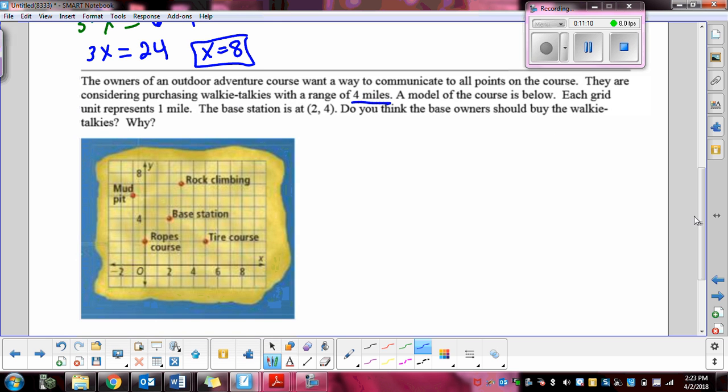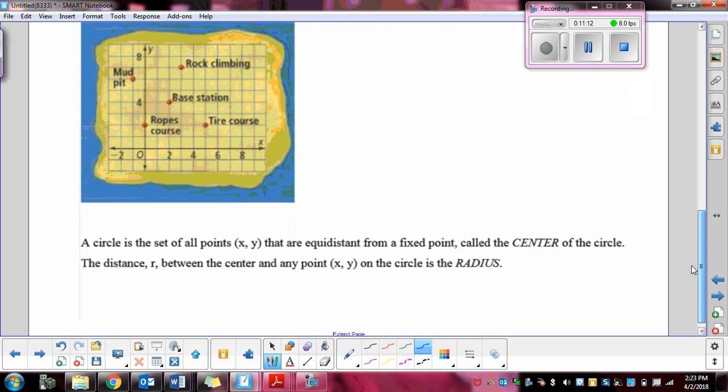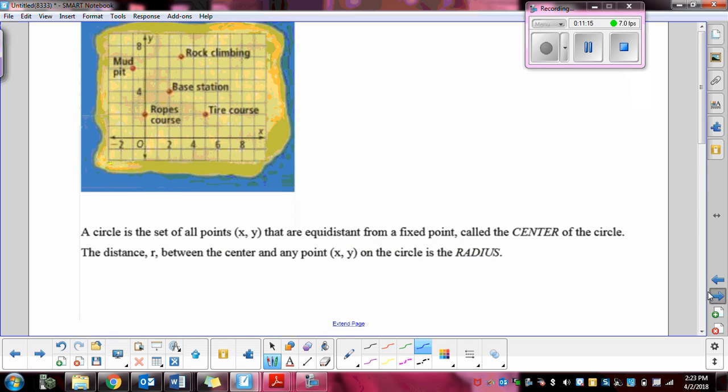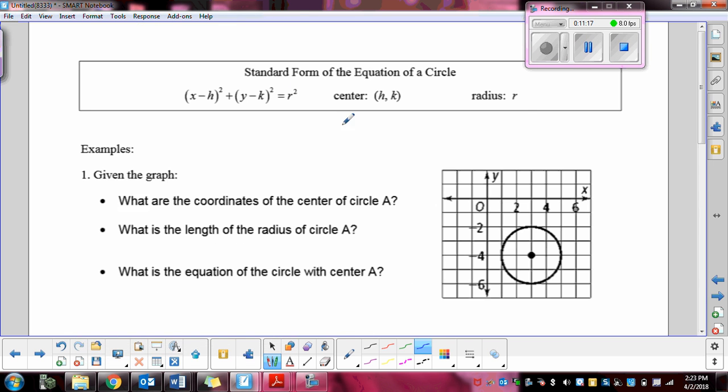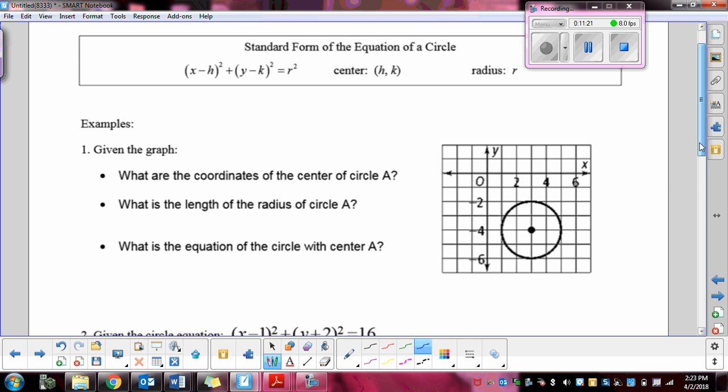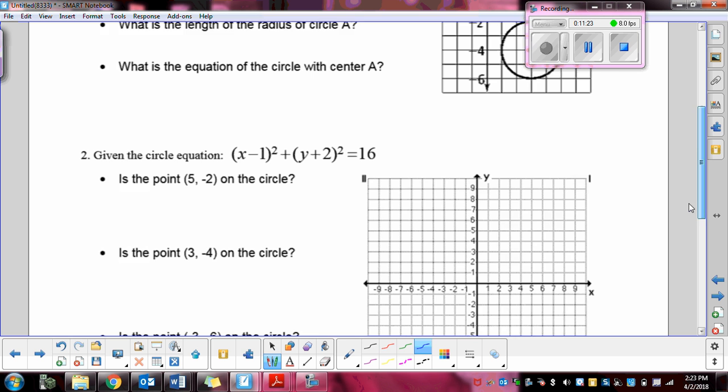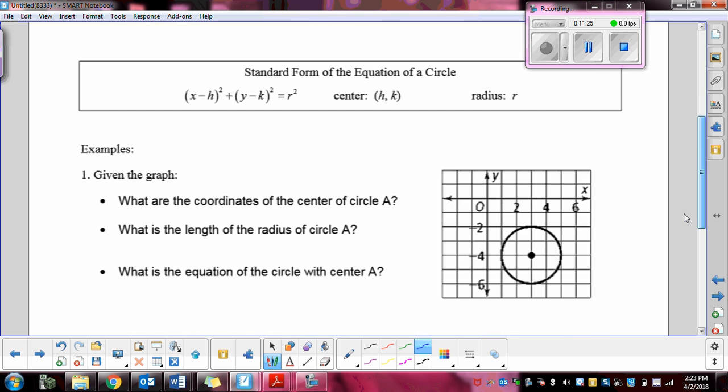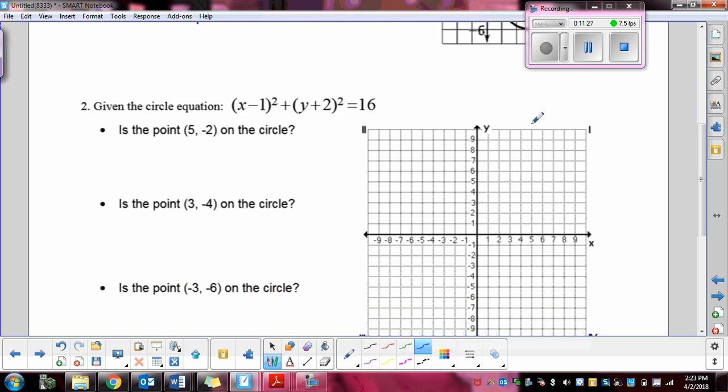I want you guys to try this one out. This is a really good real-world example. This is going back to what we know about an equation of a circle. We already went over this. This is going to be on your quiz though, making sure you understand what a point is. I want to go over the equation of a circle. You guys really need to know.